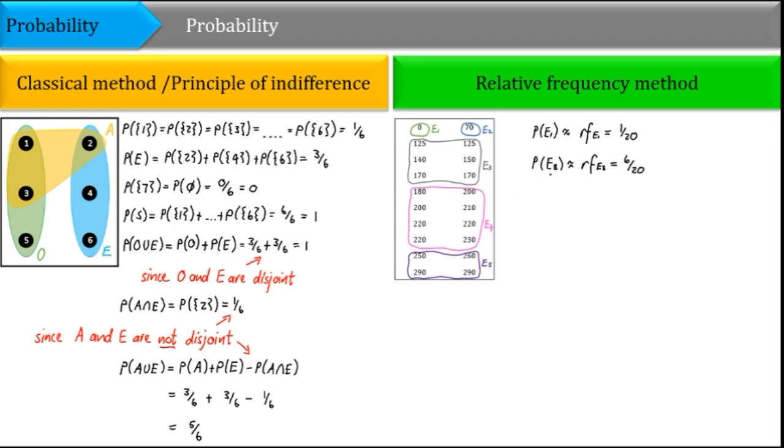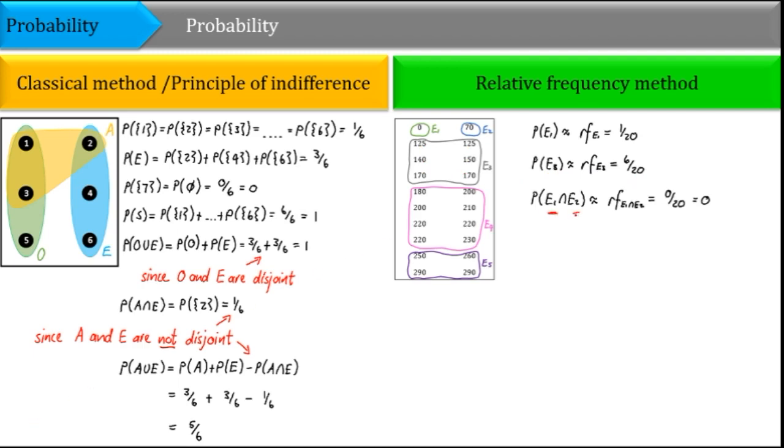Probability of event E3 will be approximately the relative frequency of E3, and that will be 6 over 20, because we have 1, 2, 3, 4, 5, 6 outcomes in there. So it'll be the same for each.